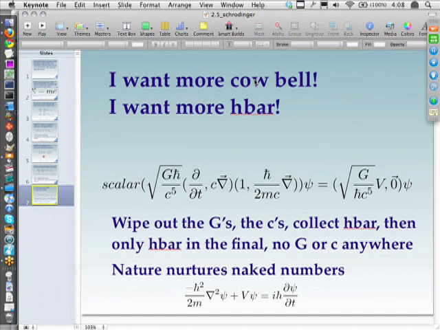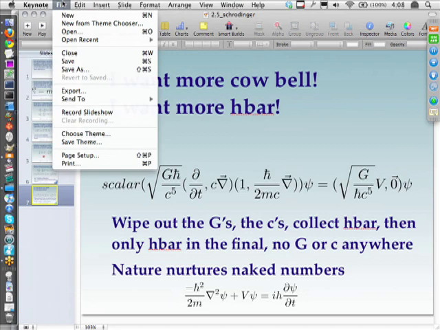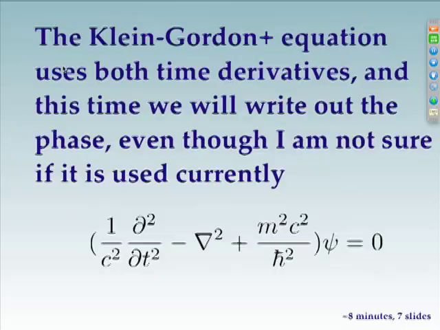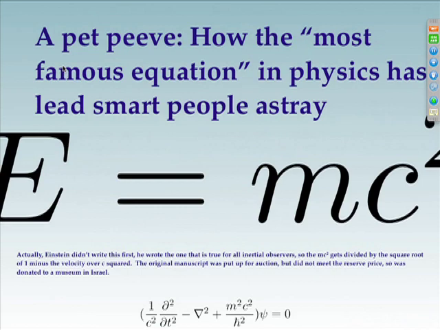All right, so now we're going to move on to relativistic quantum mechanics. All right, 2.6, Klein-Gordon. All right, so we're going to get the Klein-Gordon equation out of here. It uses both time derivatives, and we're actually going to write out the phase, even though I'm not sure if it's actually used currently in standard physics or not. This is my own issue.